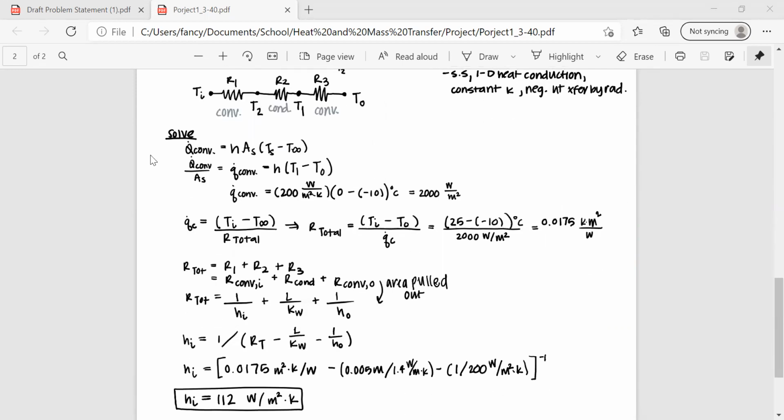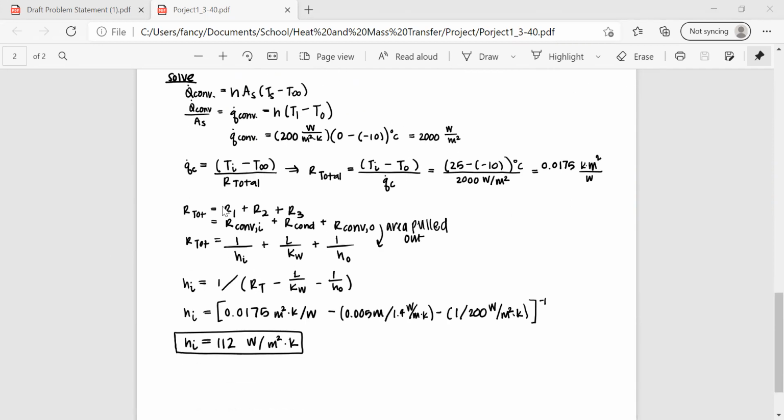And I started to solve this problem by writing out the heat transfer rate equation for convection, and then there's not really enough information about the windshield to find the surface area, and so I divided that over and solved for the heat flux. And then I used that total value to find the total resistance throughout the system.